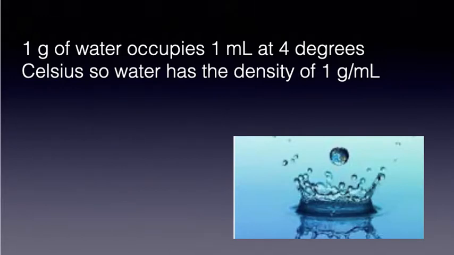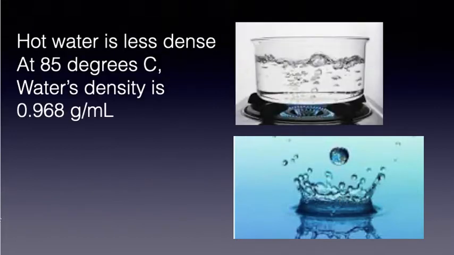So taking a look at this, water occupies 1 milliliter at 4 degrees Celsius. So water has the density of 1 gram per milliliter, cold water. Warm water is less dense. So at 85 degrees Celsius, water's density is 0.968. So hot water is less dense. Now, what happens in nature that this would be important for? And that would be currents.